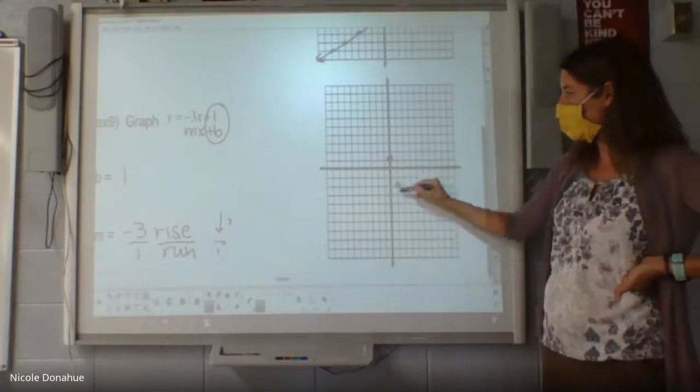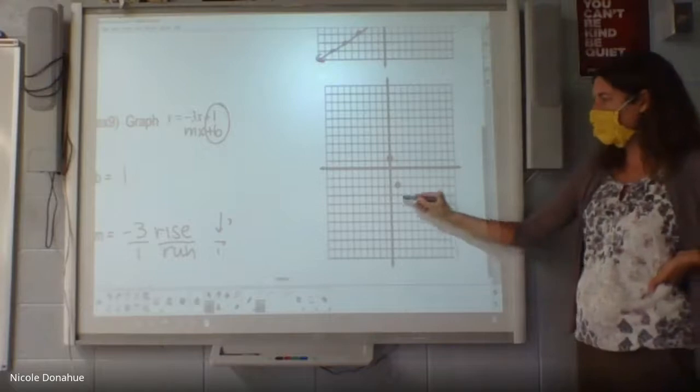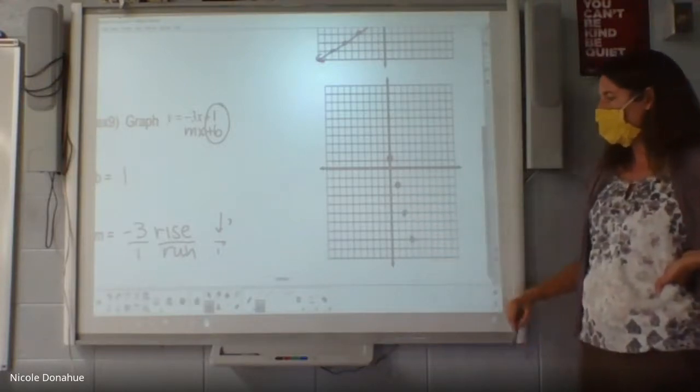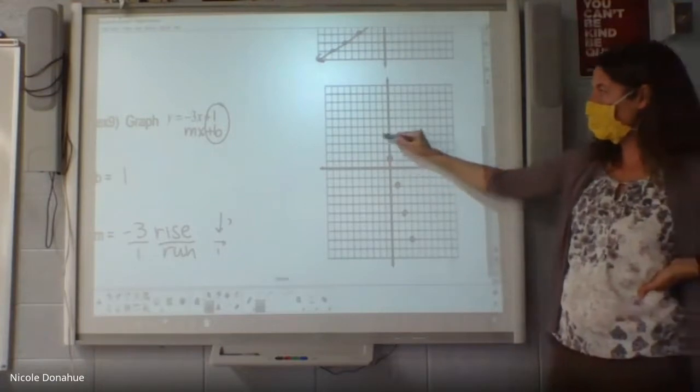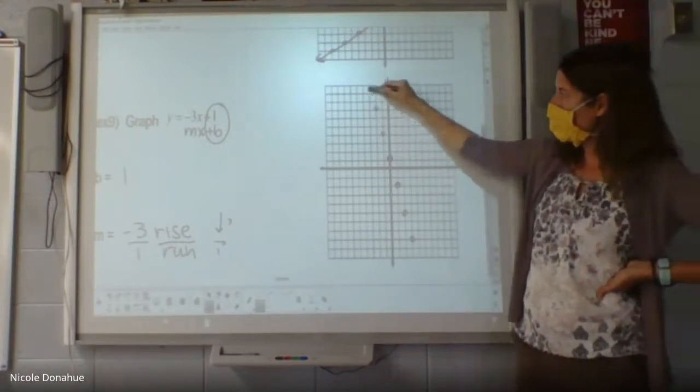Down 3 and over 1. We're going to talk more about slope tomorrow. I know that makes you excited because that means we're going to watch slope, dude. Down 3 and over 1. And then you can also reverse it. Go up 3, back 1. And it should be going downhill. Nice, negative.